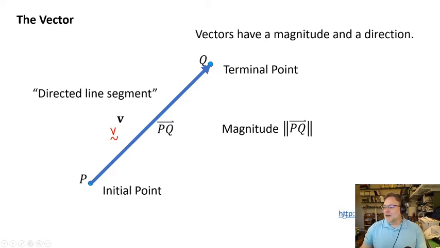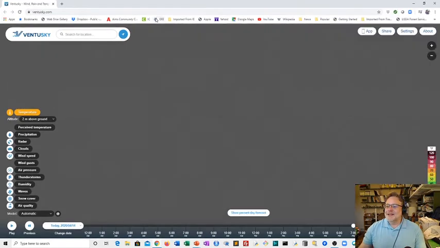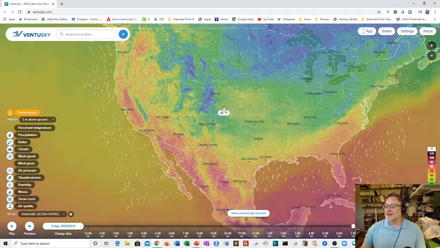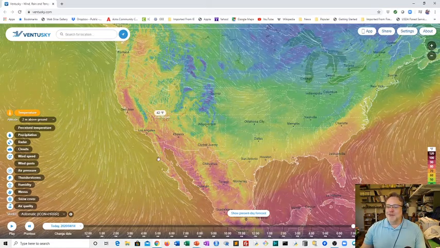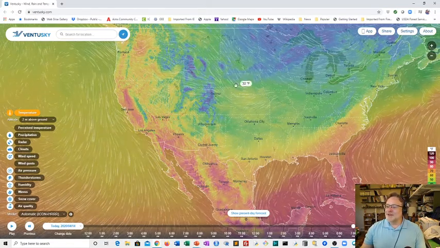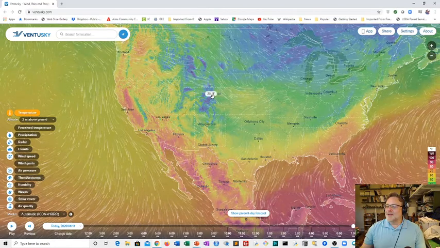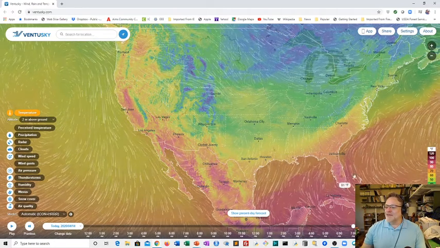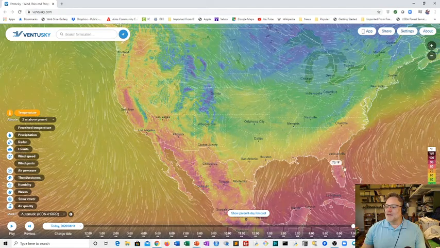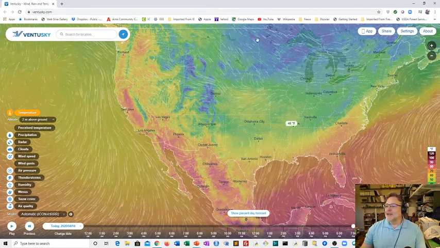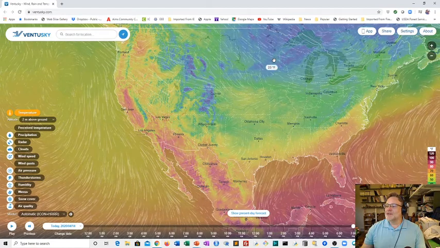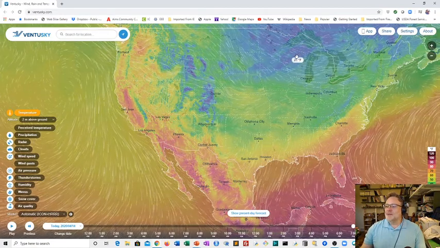And here's a place where we run into vectors quite a bit. Let me give you an example. This is from a website. Let's see if I can pull it up. Yeah, right here. This is a website called vertusky.com, and as you can see, it shows you multiple kinds of information. Notice first the colors. The colors indicate temperature, and so you can see obviously in Florida these temperatures are in the reds and oranges. These are warmer temperatures. Up in the upper Midwest, these are colder temperatures, in the blues and blue-greens.